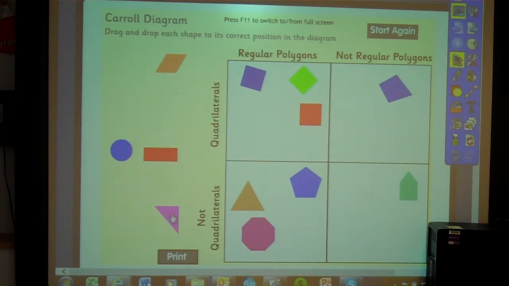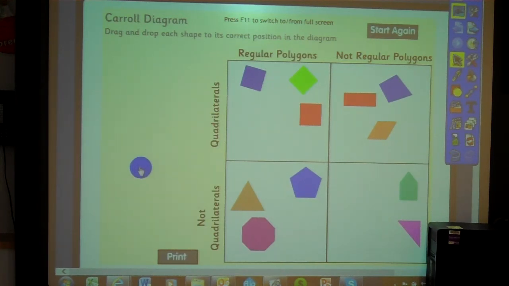And then this triangle here, sides aren't the same length, so it's not a quadrilateral and it's not regular. And this here parallelogram is, I think it's irregular. If I had a ruler, I would measure that. So it is a quadrilateral and it's not regular. Yes, I'm correct. And then I have this rectangular oblong. The sides aren't the same length, but it is a quadrilateral. So it goes not regular polygons.